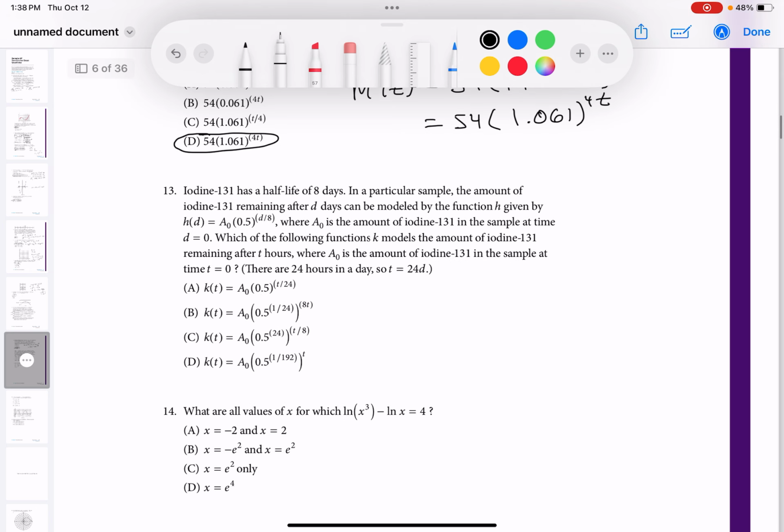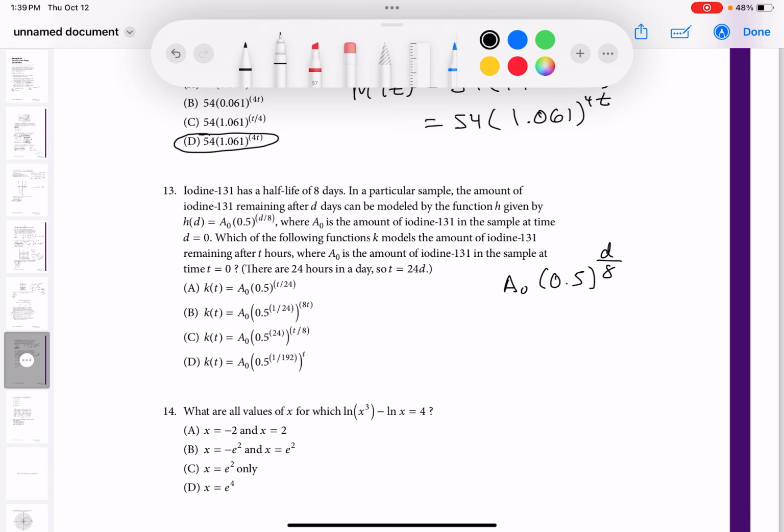All right, iodine, half-life, 8 days, a particular sample amount, blah, blah, blah. They give me the formula of it. I see that written down, where A naught is the amount of iodine, blah, blah, blah, at the time d equals 0, and d is in days. Which of the following functions models K, the amount of iodine remaining? Oh, now they're talking hours. So the model they've given me is A naught, and then it's going to be 0.5, and then it's going to be d in days over 8.